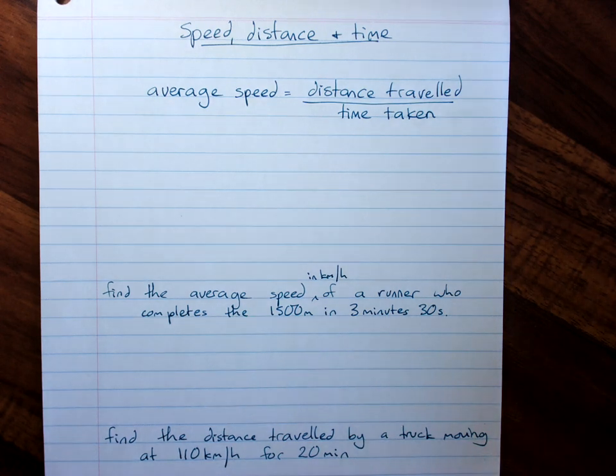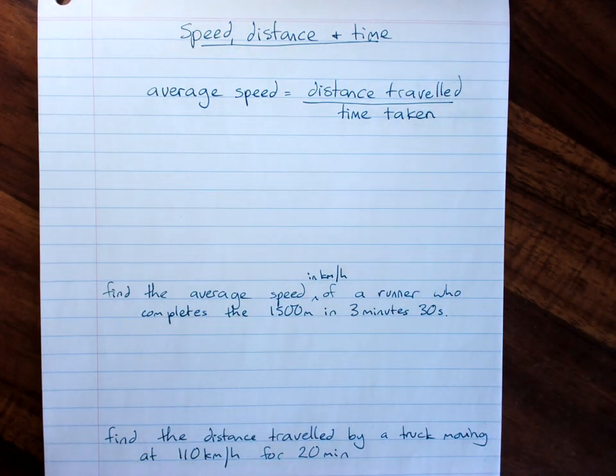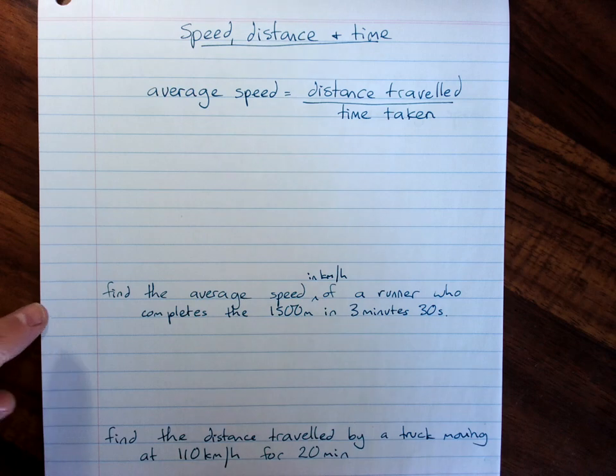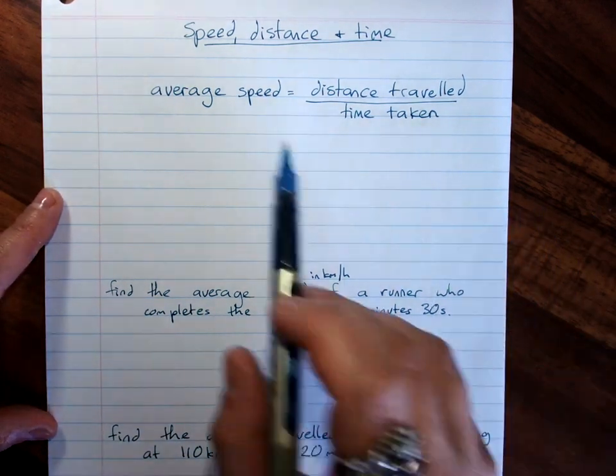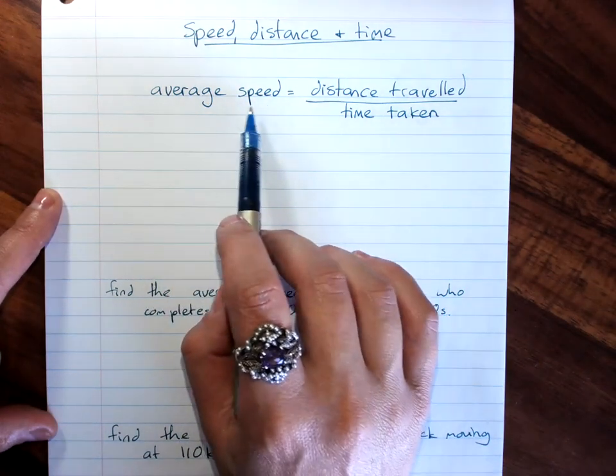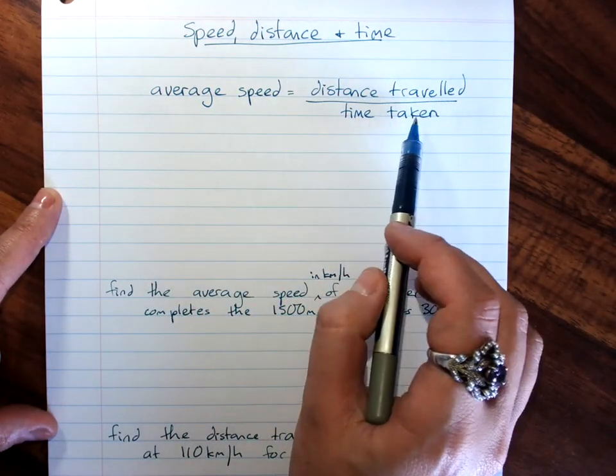Speed, distance, and time. Speed is the distance that an object travels related to the time taken, and the formula for average speed is distance travelled over time taken.